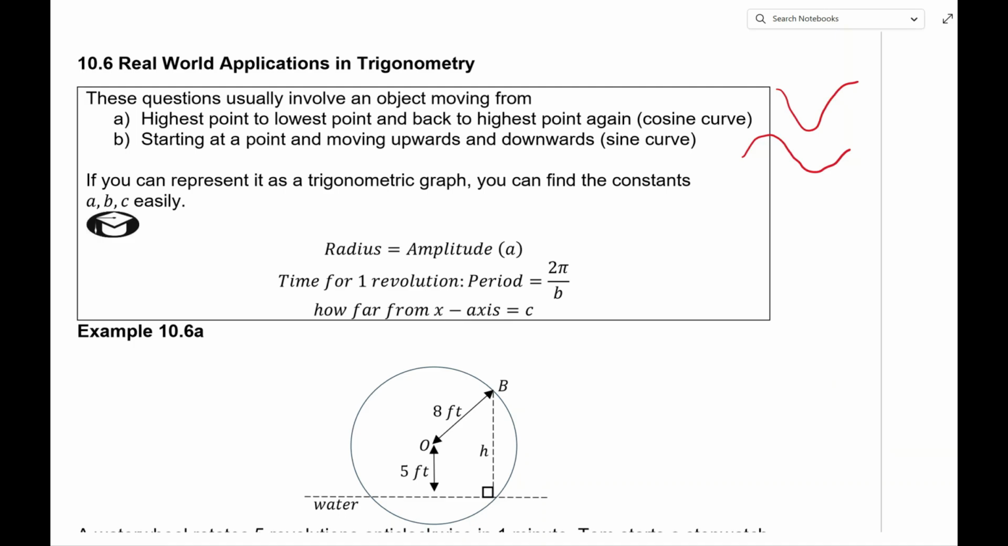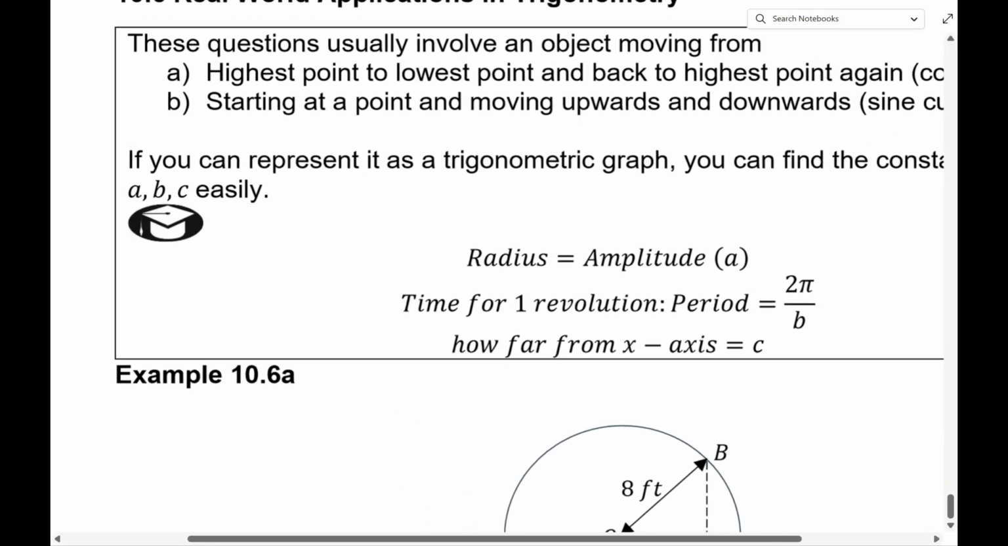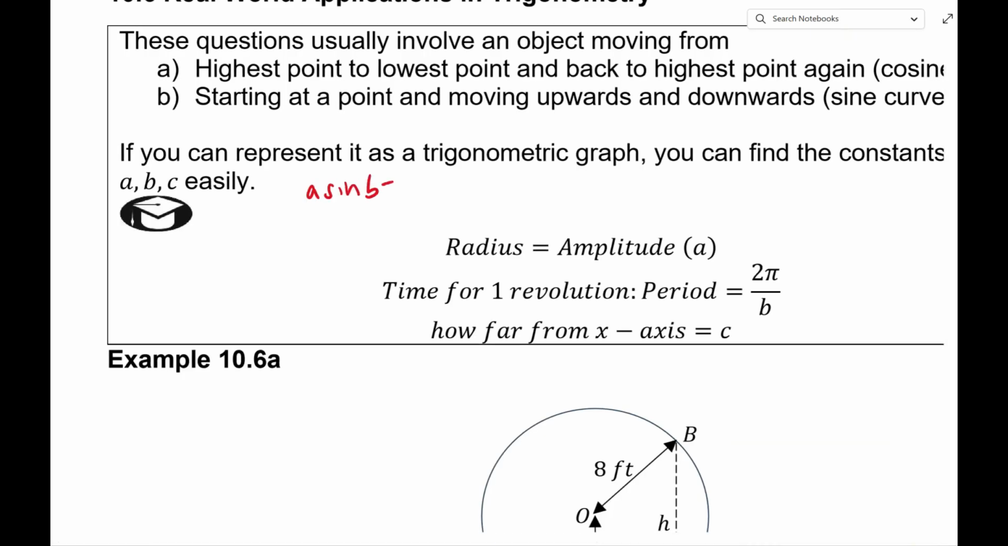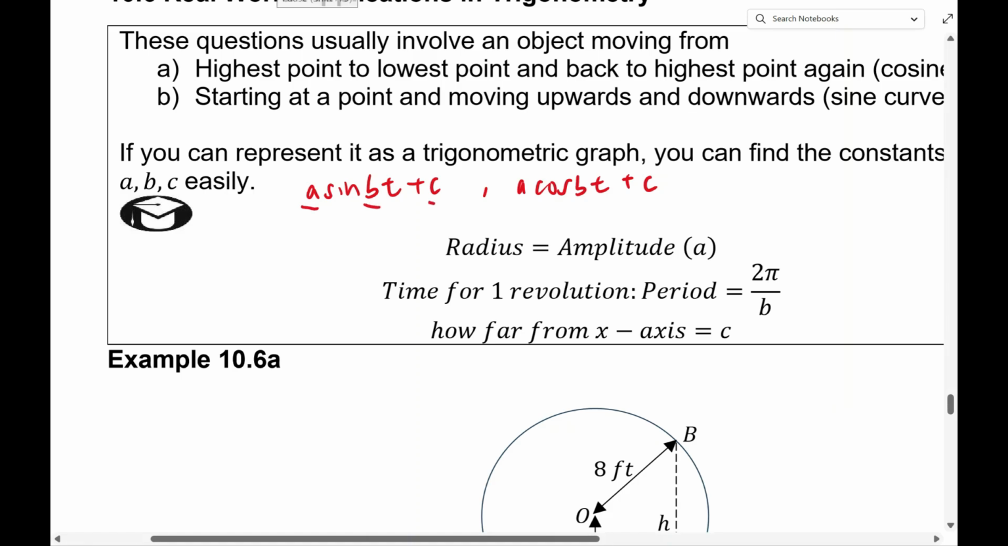If you represent it as a trigo graph, you can find the constants a, b, and c easily. So a, b, and c will usually be in an equation like a sine bt plus c or a cosine bt plus c. You can just take t as another variable in replacement for theta. Usually the questions will ask you to find the constants a, b, and c.